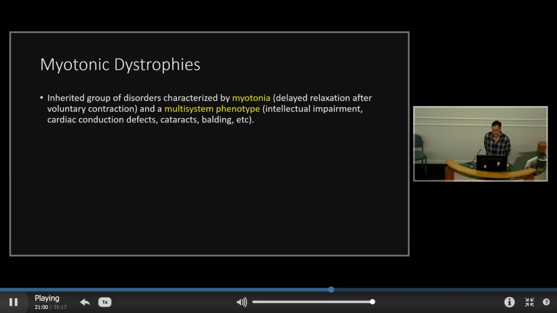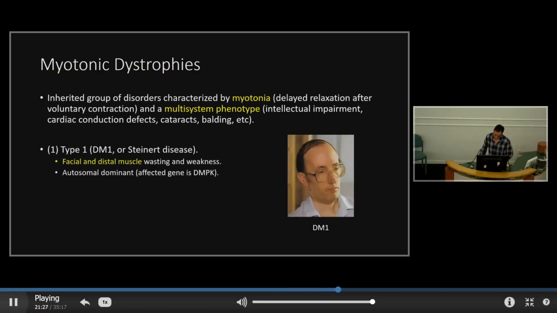Myotonic dystrophy. These are an inherited group of disorders characterized by myotonia, which, as I said, is a delayed relaxation of a muscle after a voluntary contraction. And they have a phenotype that is not restricted to just the skeletal muscle itself. So often these patients will present with a mild degree of intellectual impairment, cardiac conduction defects, cataracts, the frontal balding, which I mentioned, and so on. And the most common type is type 1, also known as Steinert disease. And this fellow that we looked at earlier has that.